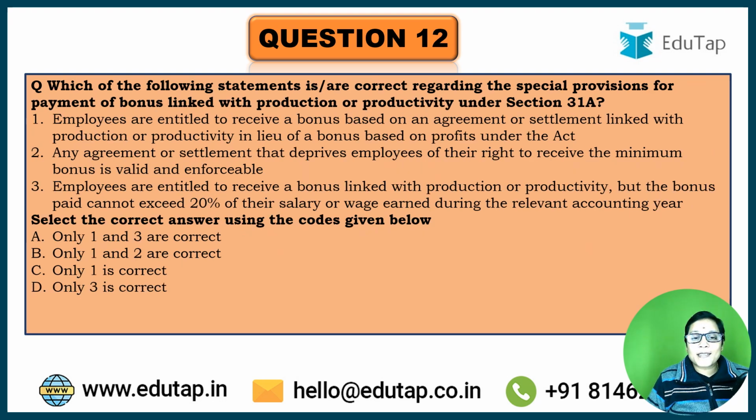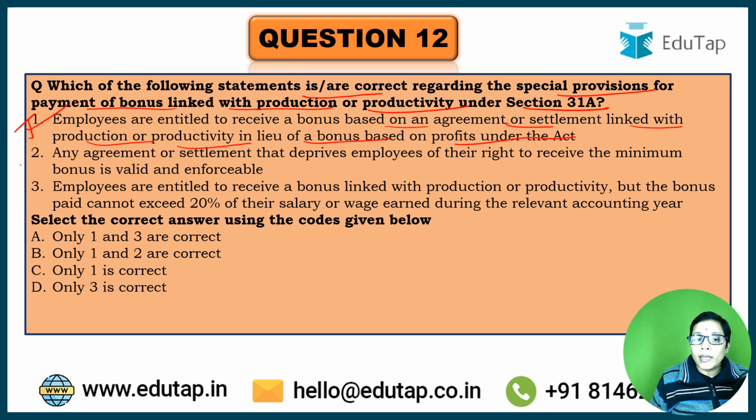So moving on to our next question. Which of the following statements is or are correct regarding the special provisions for payment of bonus linked with production or productivity under section 31A? So the first statement says employees are entitled to receive a bonus based on an agreement or settlement linked with production or productivity in lieu of a bonus based on profits under the act. Yes, this is true, क्योंकि उनका जितना profits है, based on that minimum bonus तो देना पड़ेगा. अगर नहीं हुआ तो उनको एक मैक्सिमम बोनस देना पड़ेगा. वो हमने देख लिया है in the earlier sections, right?